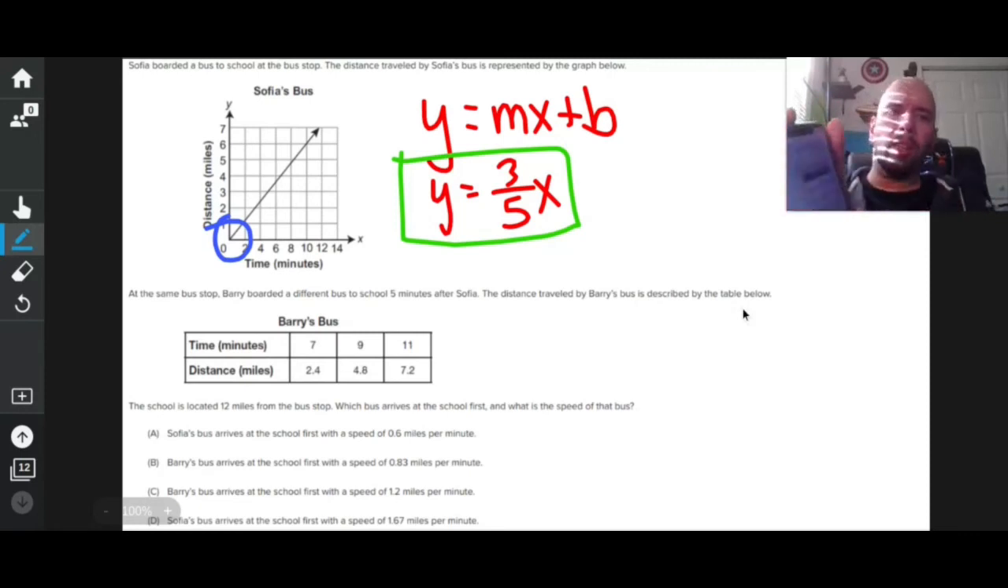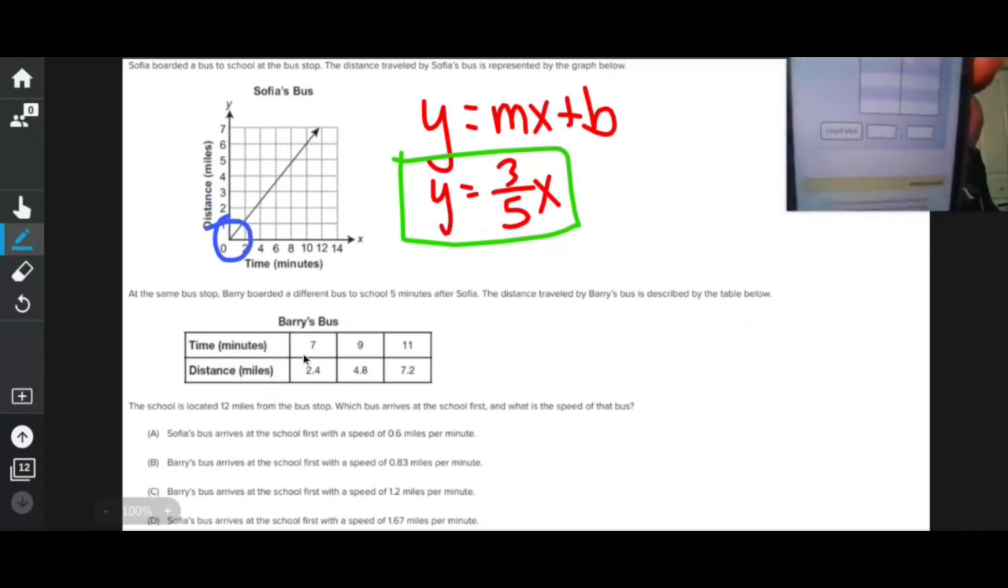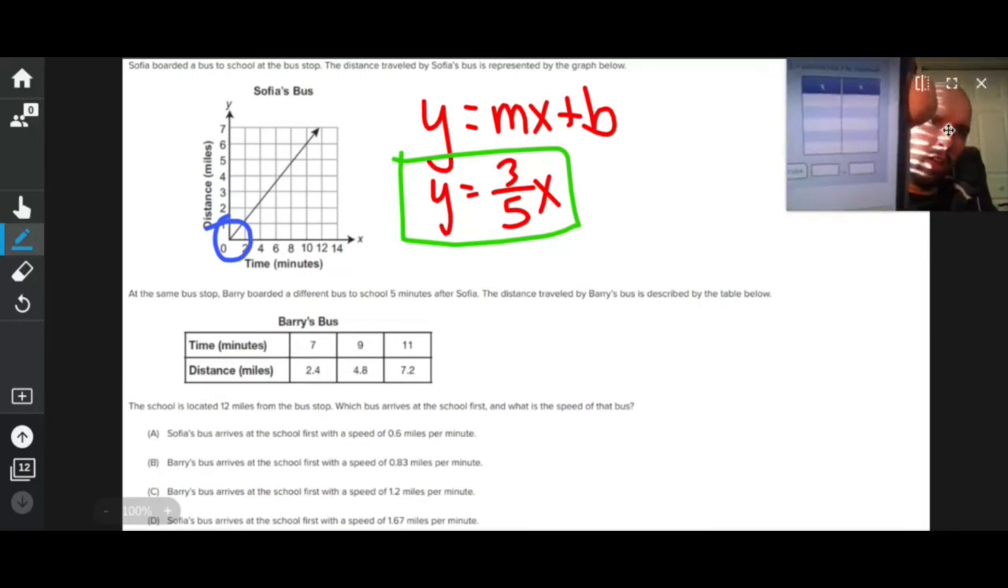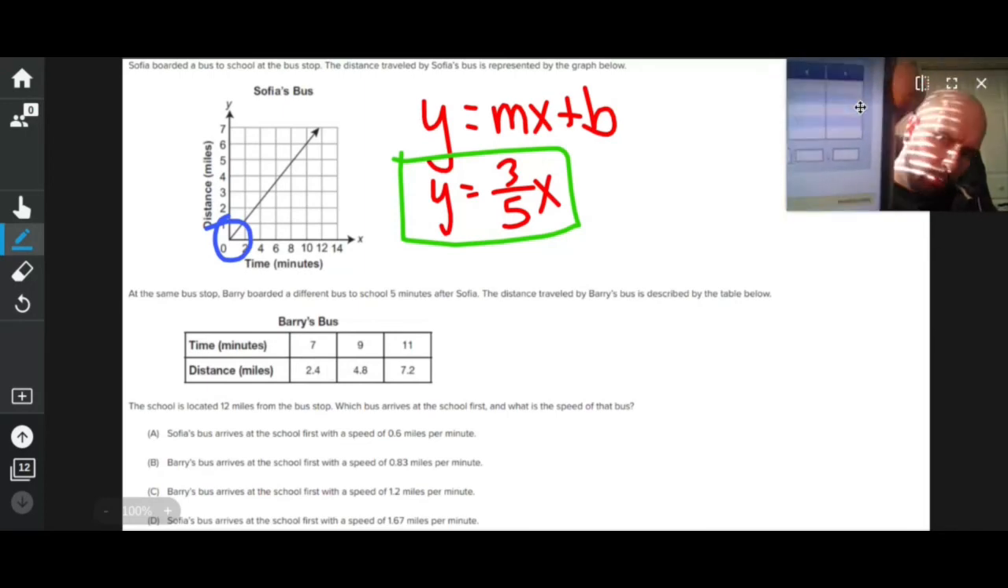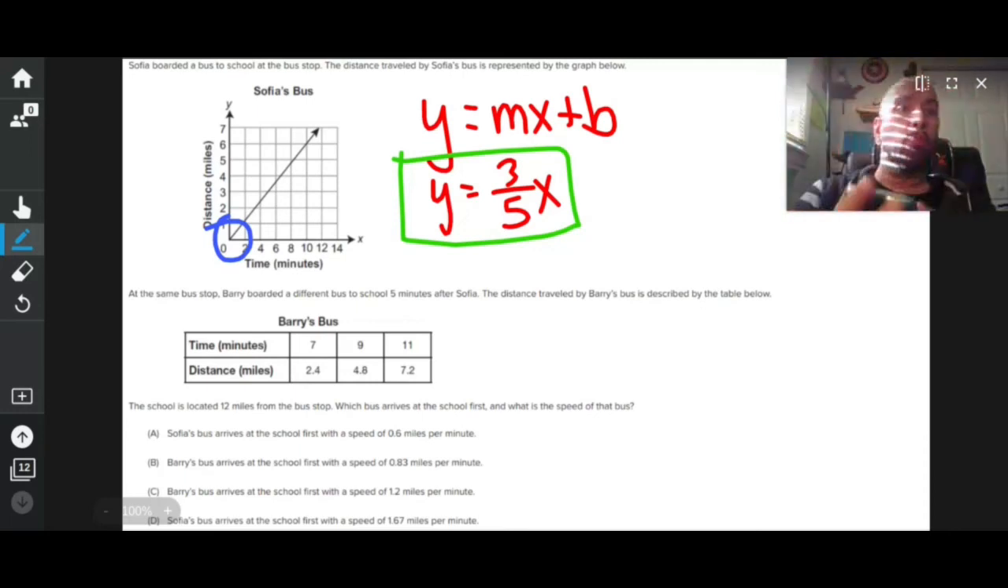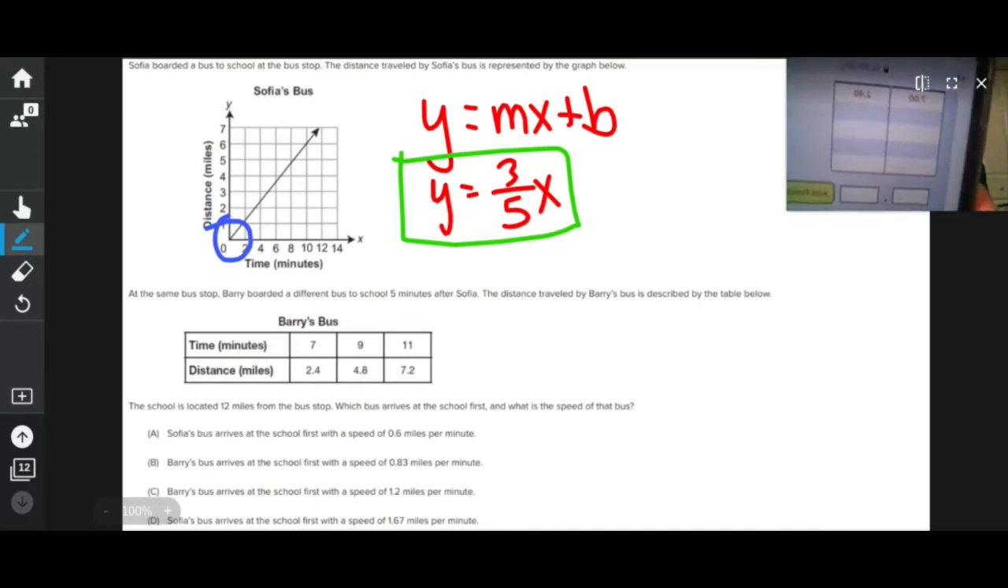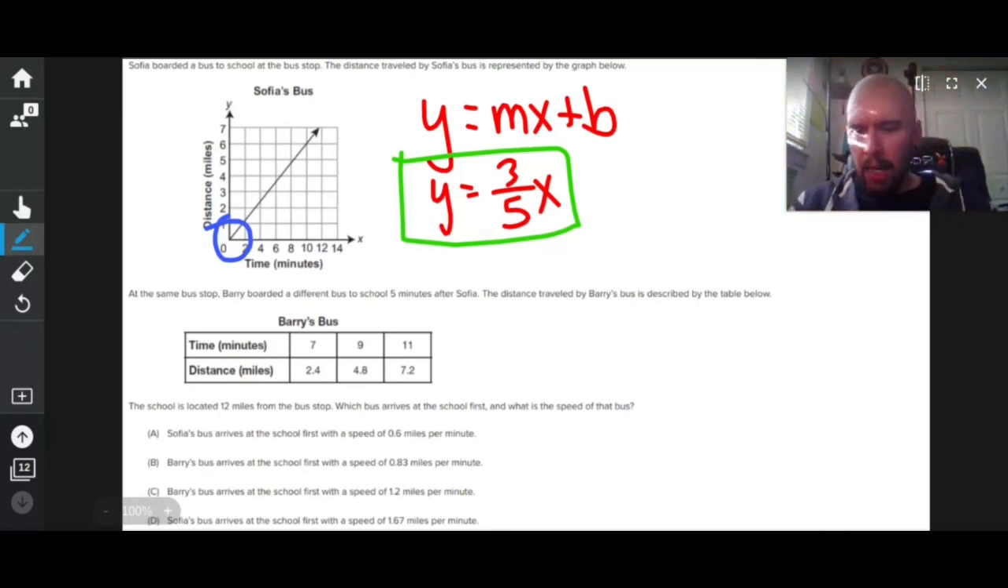Now notice how these points right here are different than the setup here. Okay, remember that's an x value and that's a y value. So when I type it in, I'm going to type 7 into my x and 2.4 into my y, add point. Now I'm going to do 9 and 4.8. And I'm going to do 11 and 7.2.